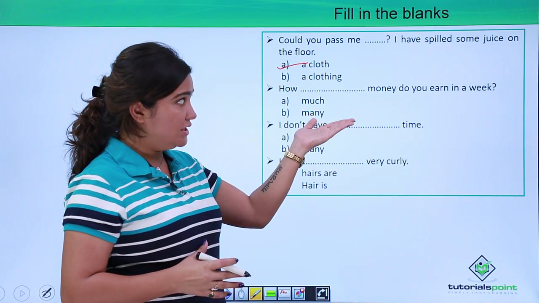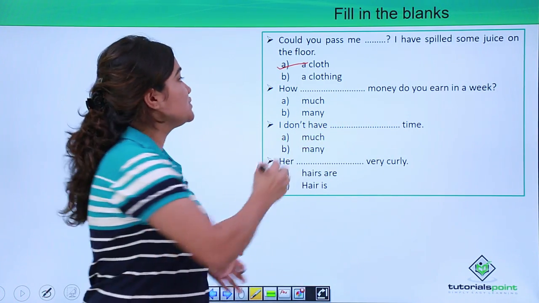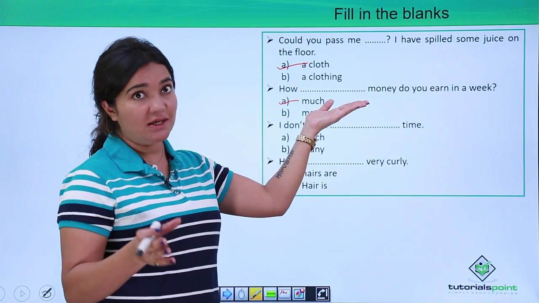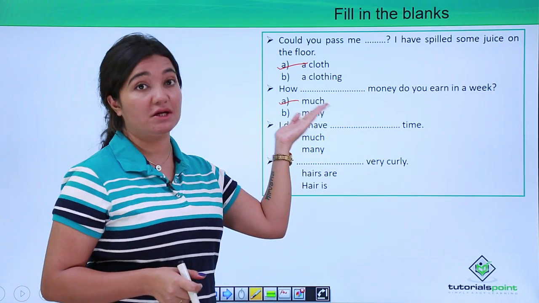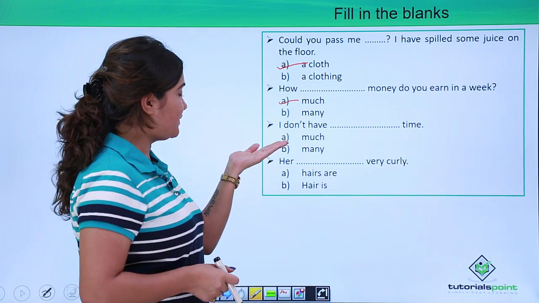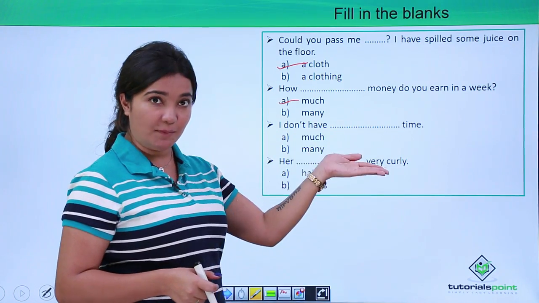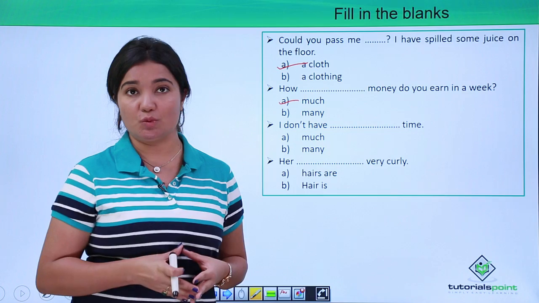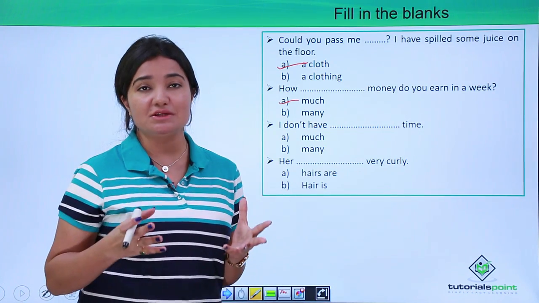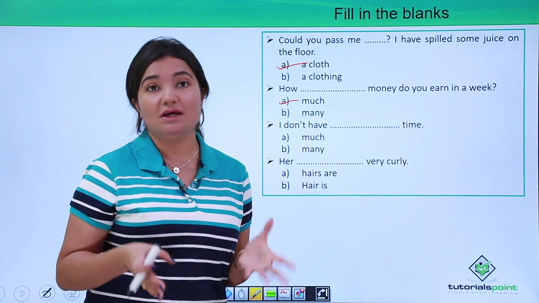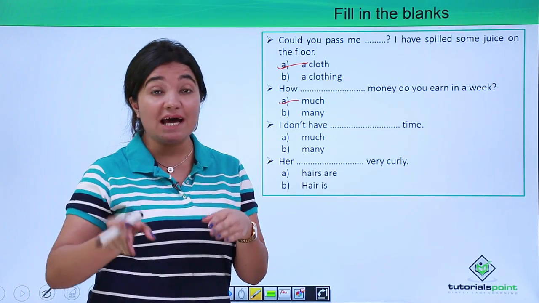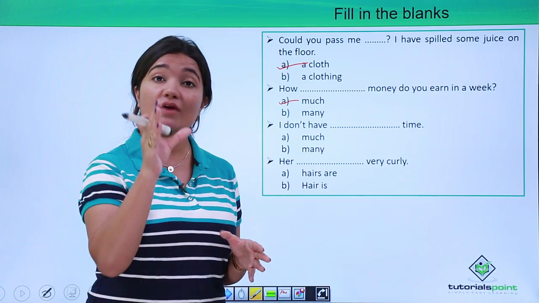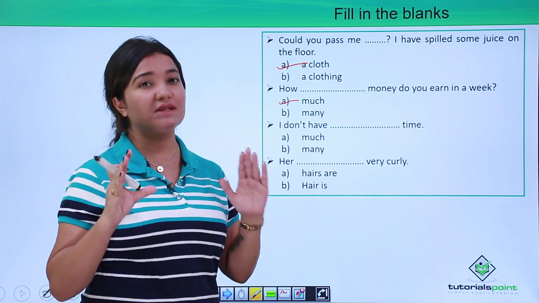How dash money do you earn in a week? So how much money? Of course, because here in the context, money is uncountable, so you use much, you don't use many with it. I don't have dash time, so time here, this is something important for you to note. Time, based on the context of the sentence wherein you are using it, could be used as a countable as well as uncountable noun, but usually the usage of time is in the form of uncountable noun. Just keep this clear in your mind.